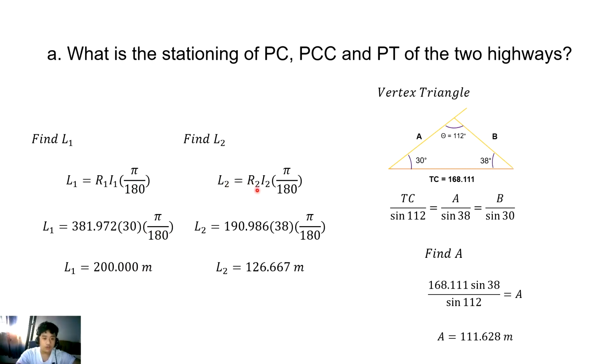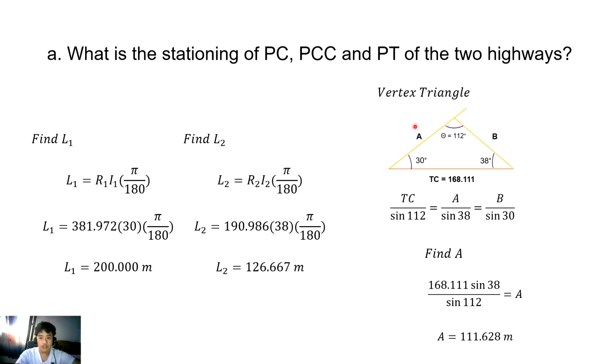Para naman sa L2, same formula pa rin ang gamit. So, R2 times I2 times pi over 180. Then, substitute lang natin. So, 190.986 times 38 times pi over 180. And we'll get 126.667. Then, next, hahanapin natin ang A.